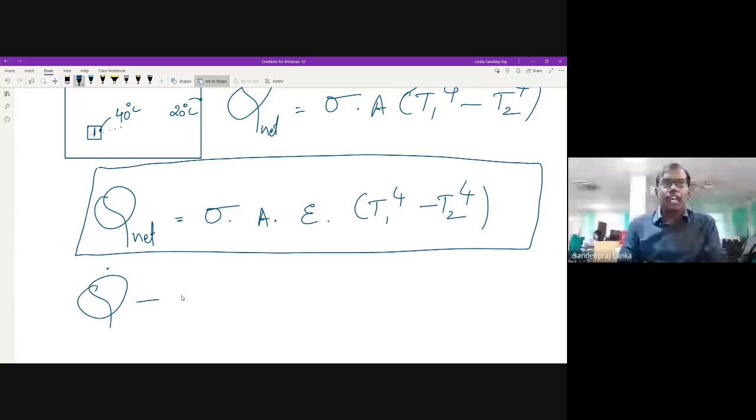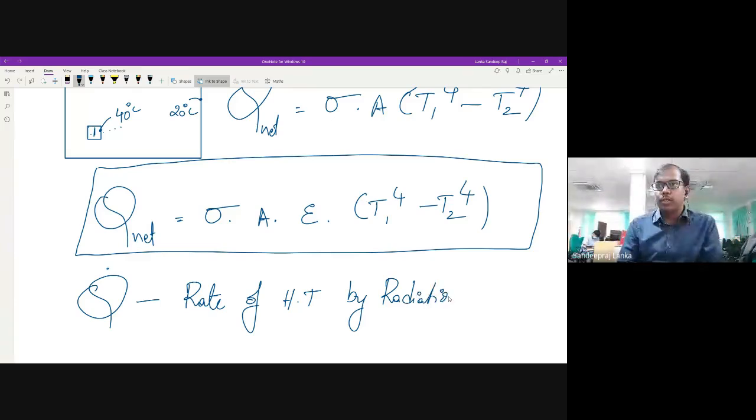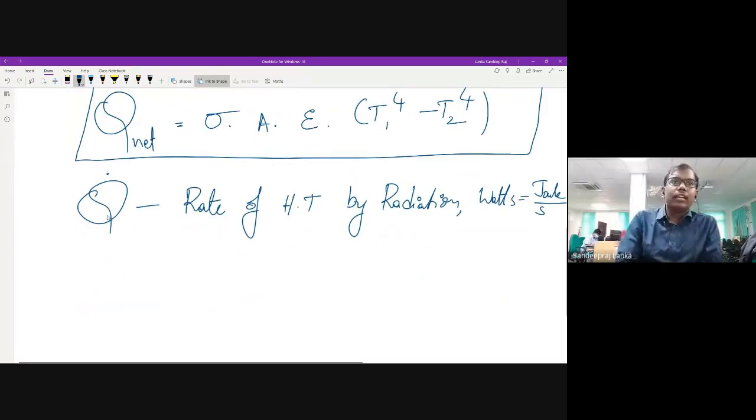It is the rate of heat transfer by radiation, and it is measured as usual in watts, which is also called joule per second. So that is your Q. What is sigma here? It is a proportionality constant that you have taken. Let us write this at the end. First, let us focus on area. What is the area here?